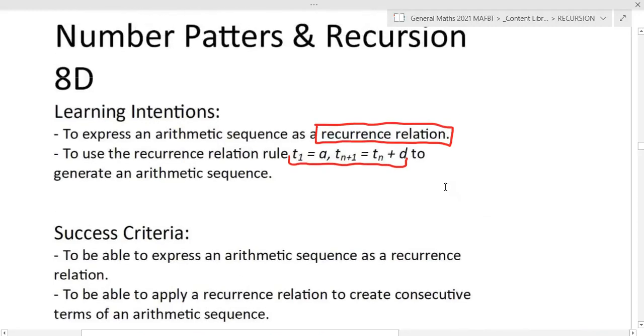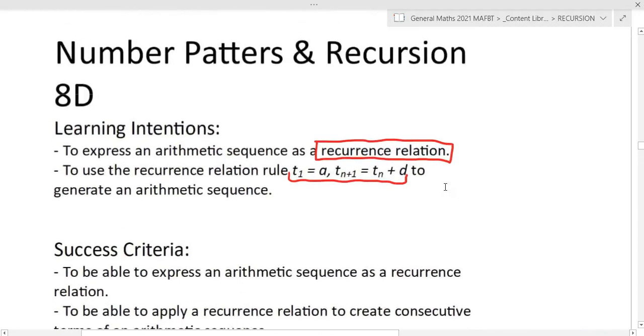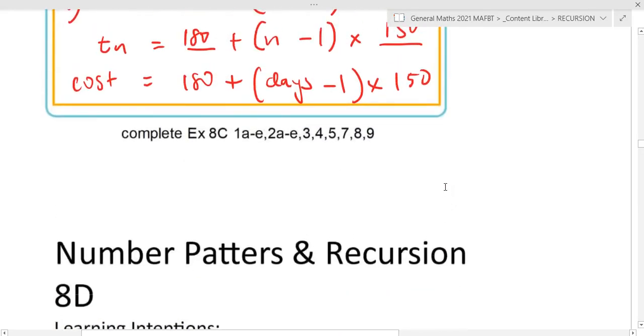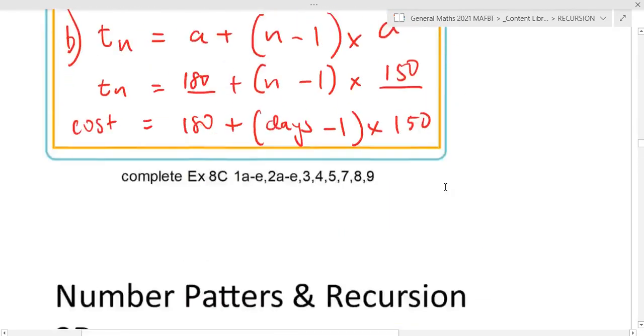I think you either didn't get it or you did get it. But once you understood it, it is pretty straightforward. So if you think back to the lesson before that, we learnt about what we call the nth term rule.